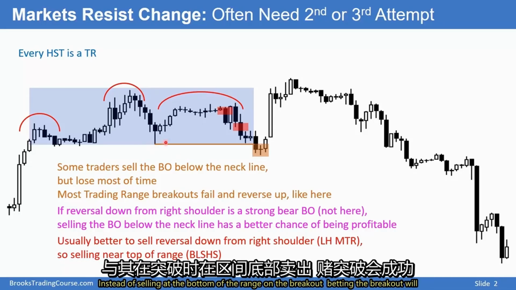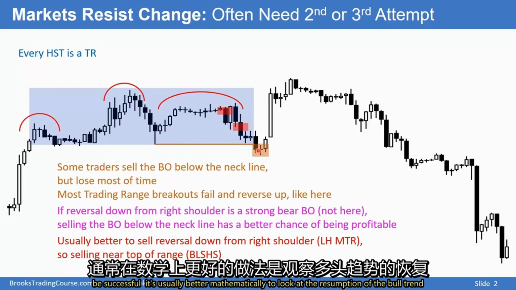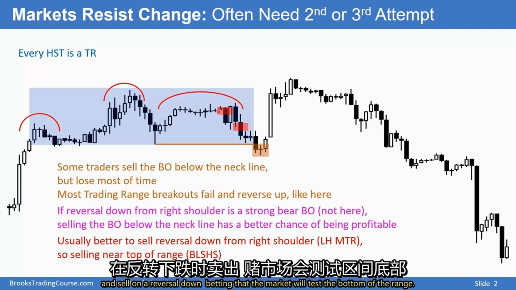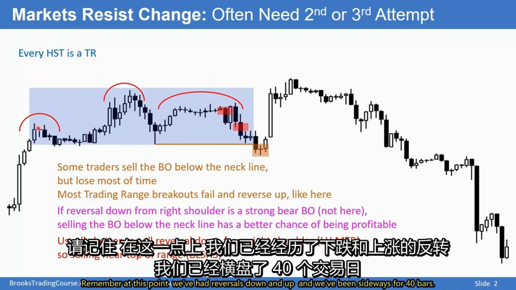Instead of selling at the bottom of the range on the breakout, betting the breakout will be successful, it's usually better mathematically to look at the resumption of the bull trend and sell on a reversal down, betting that the market will test the bottom of the range. Remember, at this point, we've had reversals down and up, and we've been sideways for 40 bars. We're in our trading range.